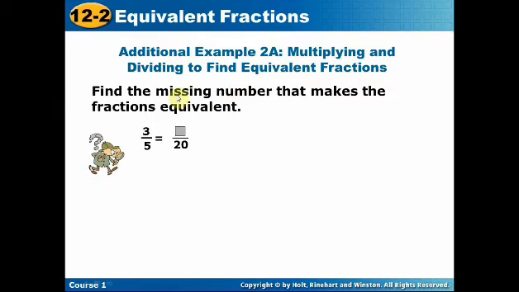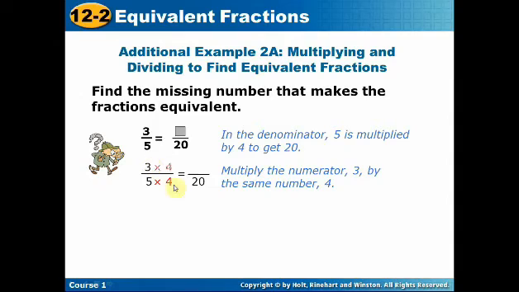Now, how can we find the missing number to make the two fractions equivalent? For example, 3/5, and the denominator here is 20. In these two fractions, the denominator is multiplied by 4 to get 20. For that, we also multiply the numerator by 4. The result will be 12. For that, 3/5 equals 12/20.